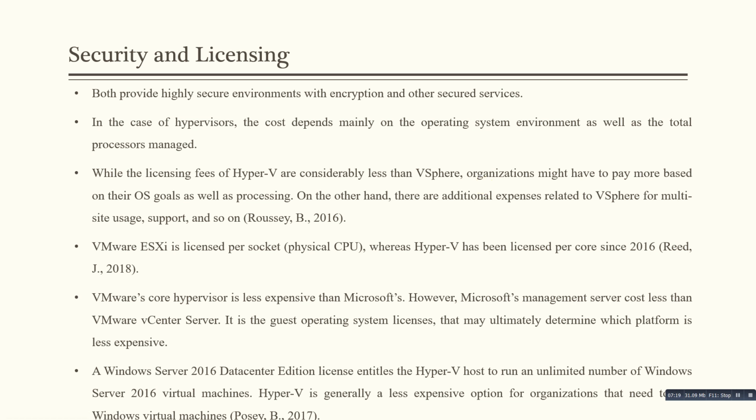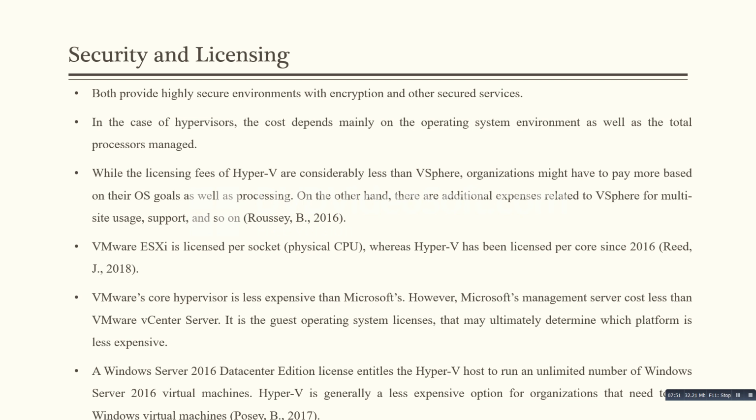VMware's core hypervisor is less expensive than Microsoft's. However, Microsoft's management server costs less than VMware vCenter server. It's the guest operating system licenses that ultimately determine which platform is less expensive. A Windows Server 2016 Data Center Edition license entitles a Hyper-V host to run an unlimited number of Windows Server virtual machines. Hyper-V is generally a less expensive option for organizations that need to run Windows virtual machines.